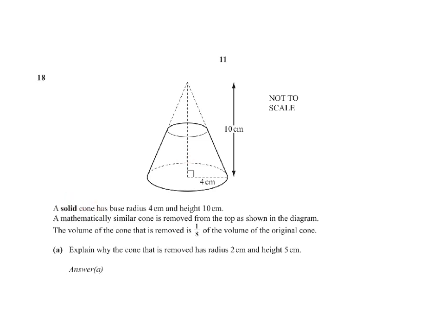They say a solid cone has a base radius of 4 and a height of 10 centimeters. A mathematically similar cone is removed from the top as shown in the diagram. So they're going to take that one away, and that is similar.